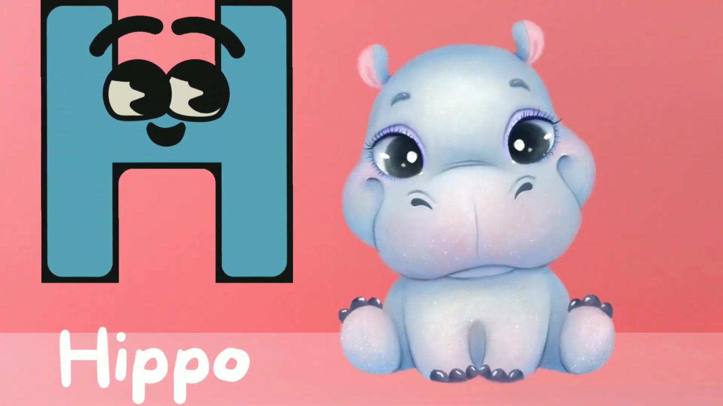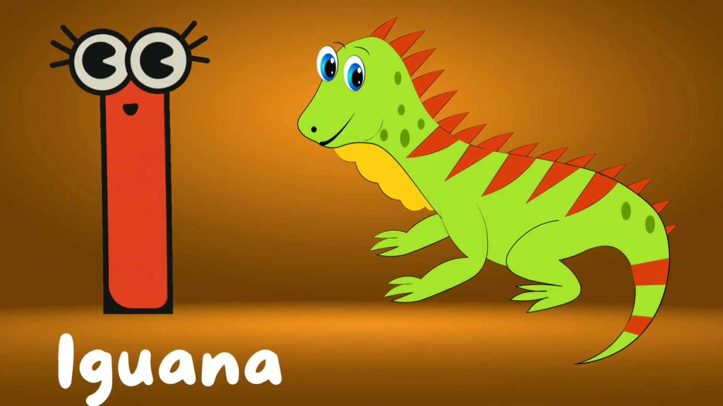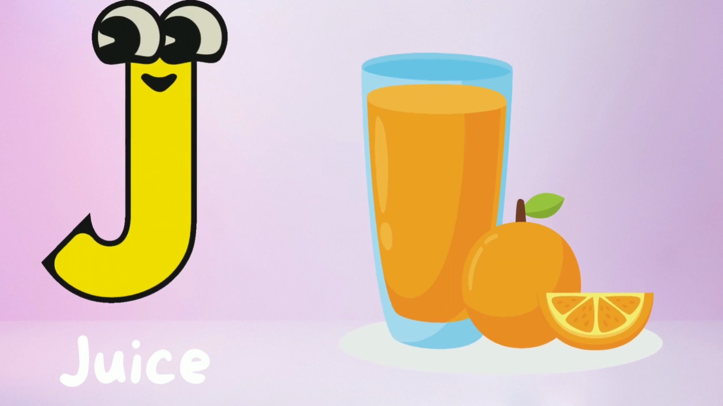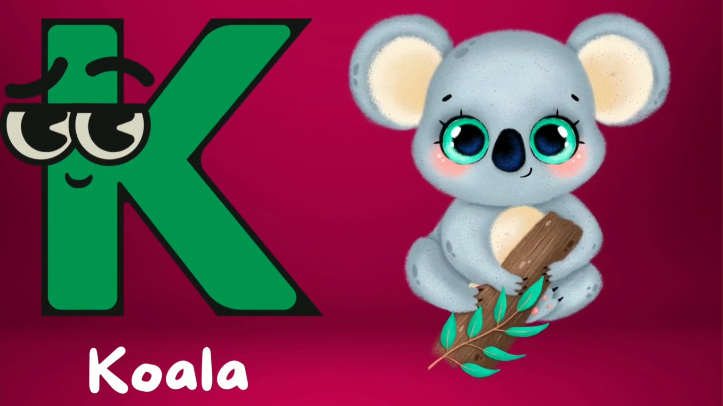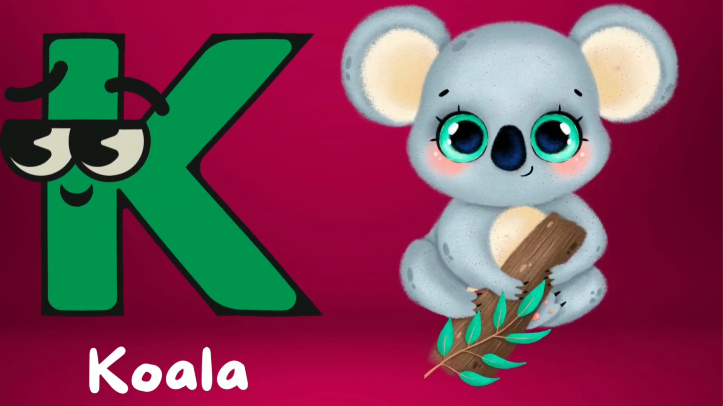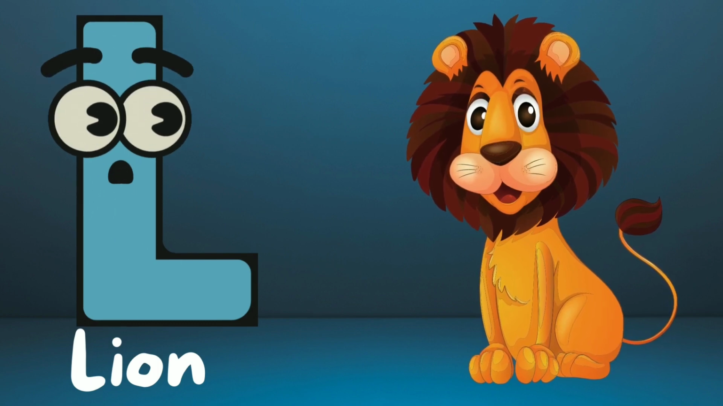I for iguana, ding, ding, ding. J for juice, ding, ding, ding. K for koala, ding, ding, ding. L for line, ding, ding, ding.